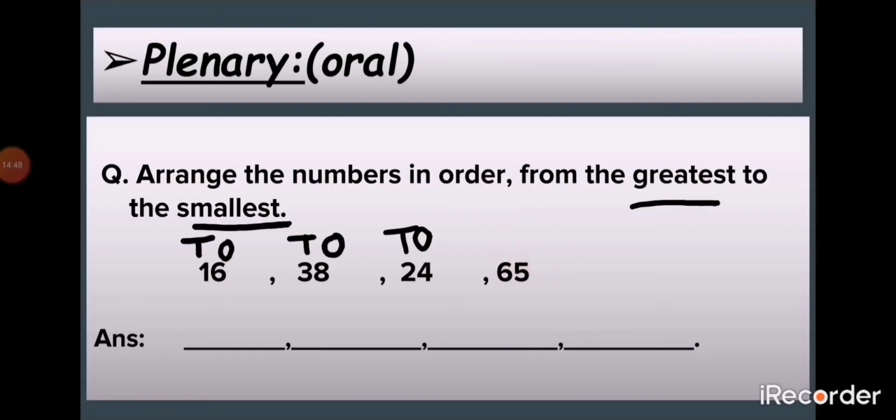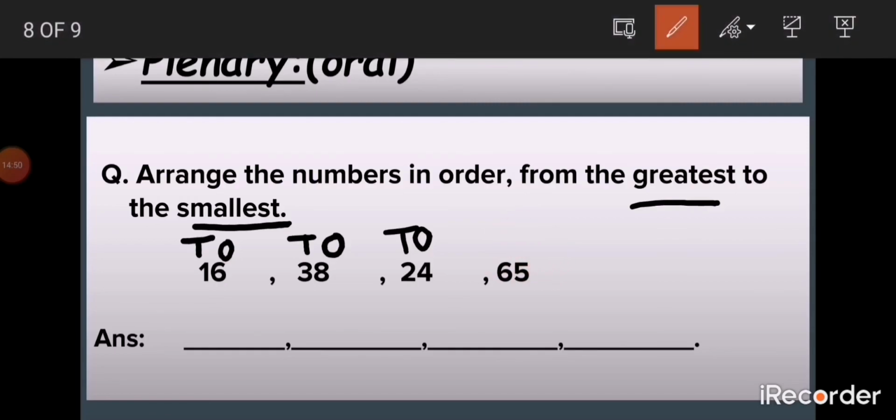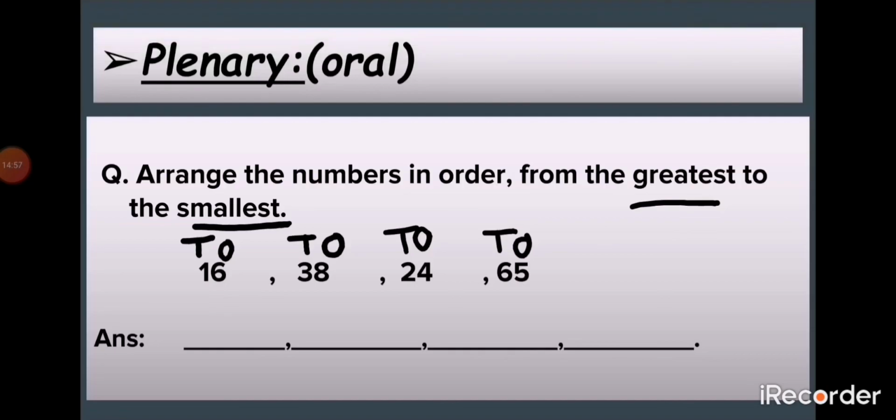The last number is 65. Again put the place value first. The right side digit is 5. Put O for ones on 5 and put T on 6 for tens. So this number 65 has 5 ones and 6 tens.